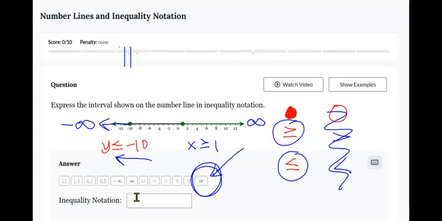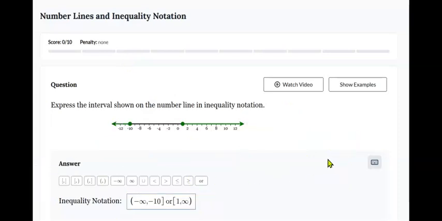So I can state here that I am between negative infinity and negative 10 with a hard-sided bracket, or, outside, or I can be equal to 1 all the way up to infinity. Now remember, you cannot be equal to infinity, so that's why each of my symbols here have a parenthesis.